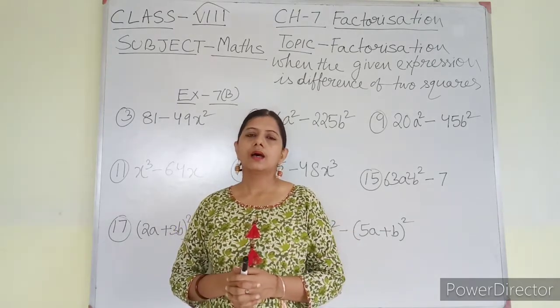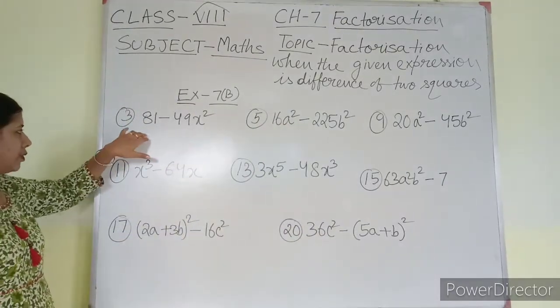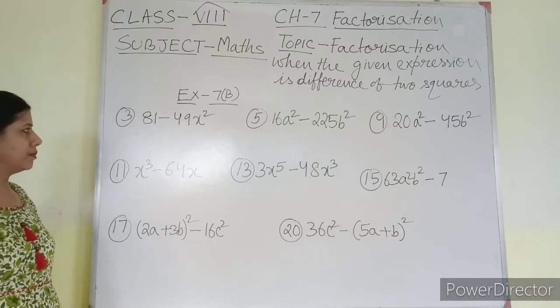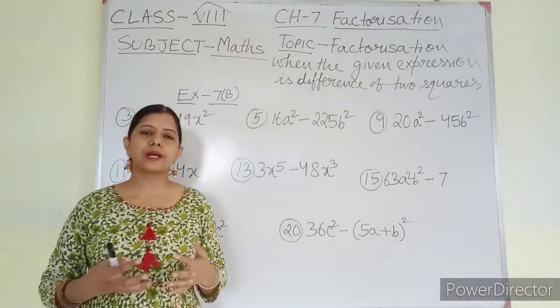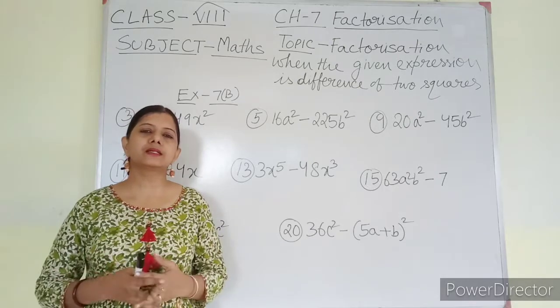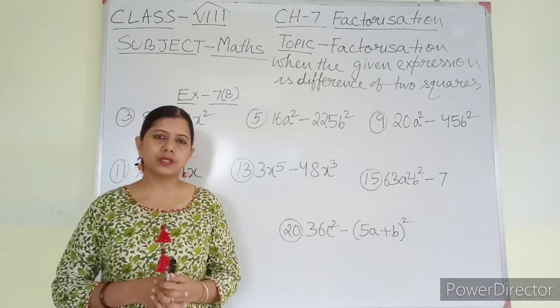Now today this kind of sum is there where the expression is in the form of the square of two numbers. If the algebraic expression is in the form of the square of two numbers, then it can be written in factorized form. In what way? That I am going to discuss with you.